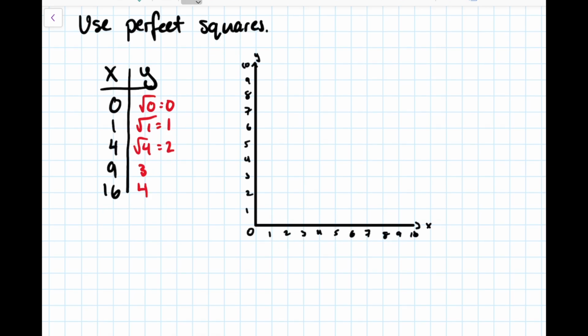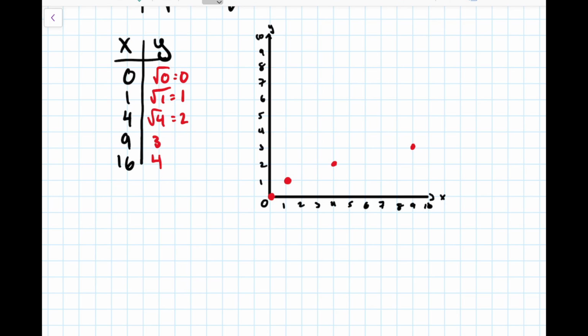All right, so we've got our axes set up. Let's get some points on there. So we've got (0, 0), (1, 1), (4, 2), and (9, 3). So these don't make a straight line.